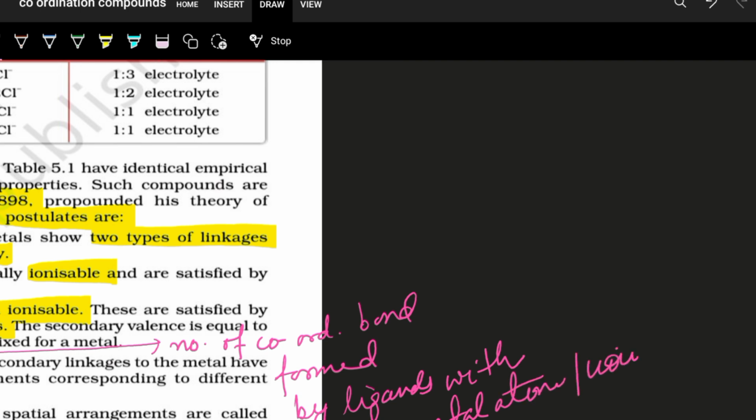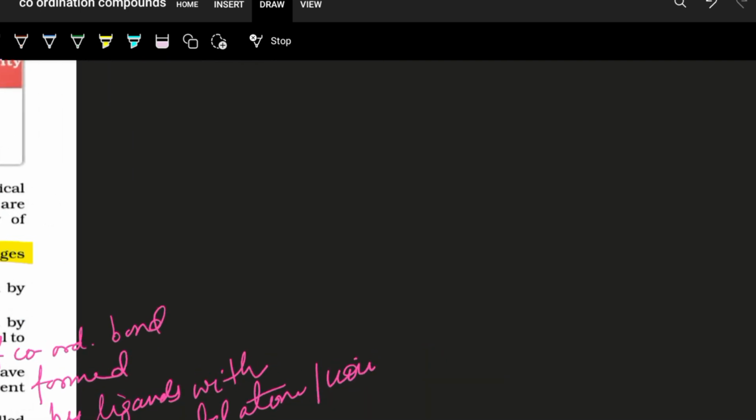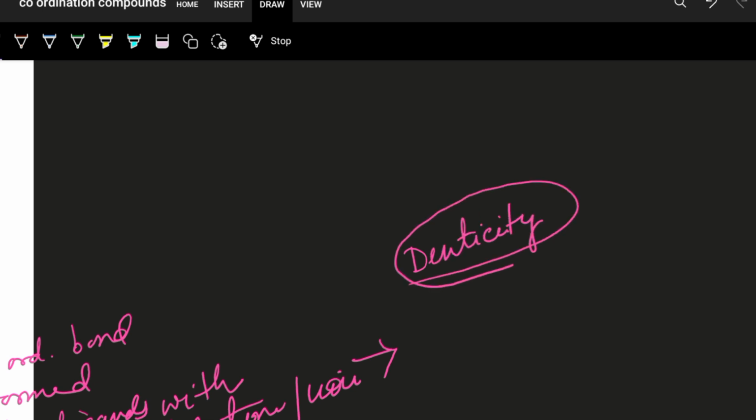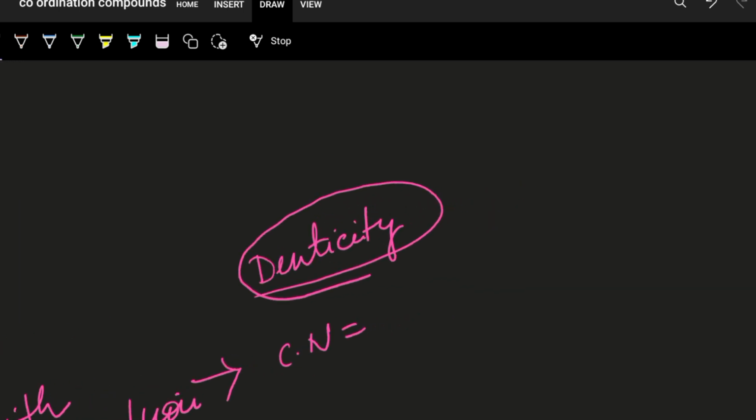Now please keep in mind that all the ligands may not form a single bond or double bond only. So the number of coordinate bonds a ligand can form with the central metal atom or ion is known as its denticity. That means how many coordinate bonds it can form. So I can say the coordination number is equal to the summation of the number of ligands into their denticity.